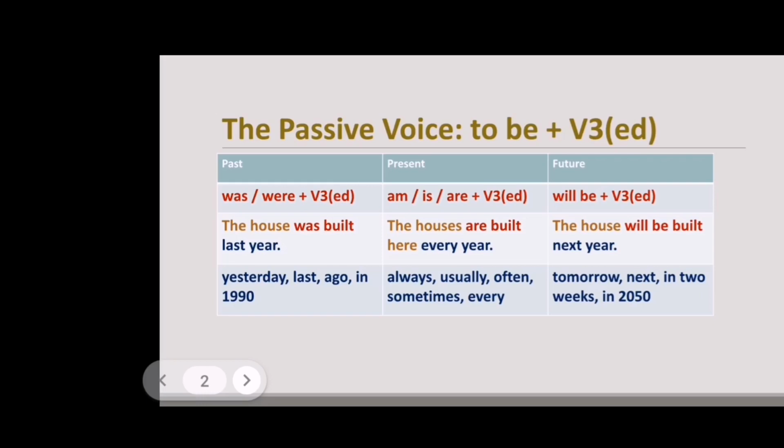And for future, to be in future is will be, so the structure is will be plus the third form of the verb or ending ed. The markers tomorrow, next, in 2 days, in 2 weeks, and in any year that is going to be, in 2050. Example, the house will be built next year. You can pause the video and study the slide.